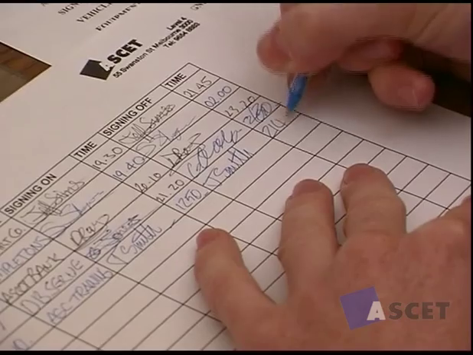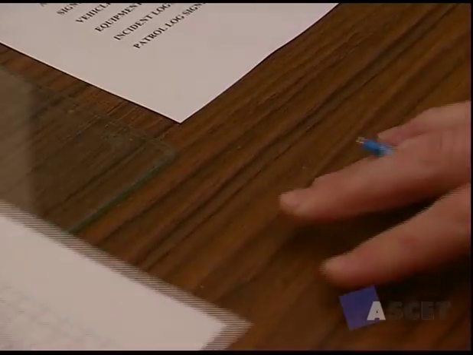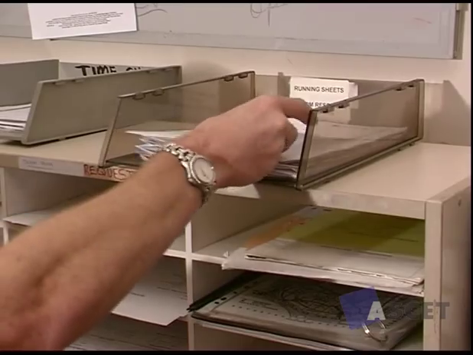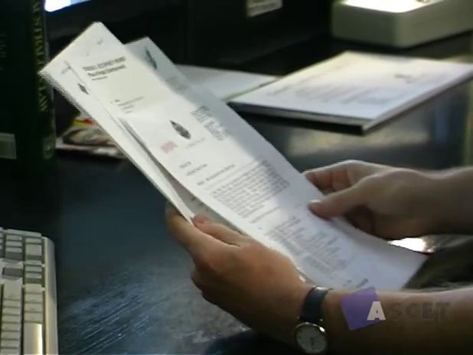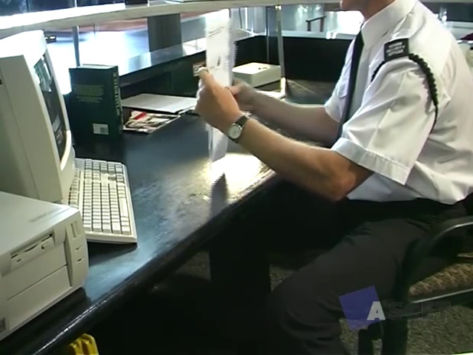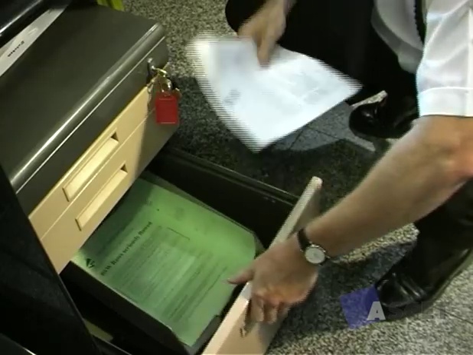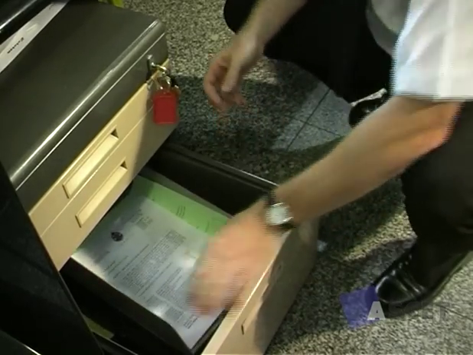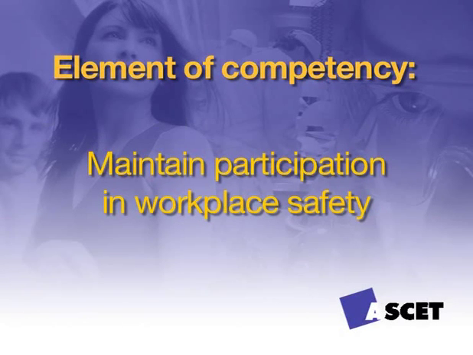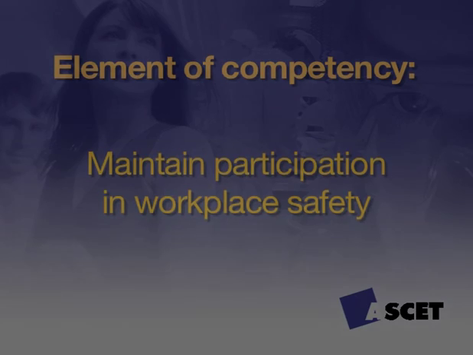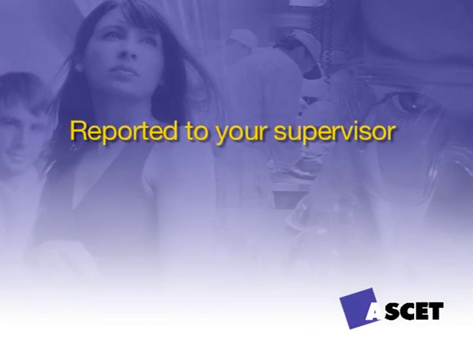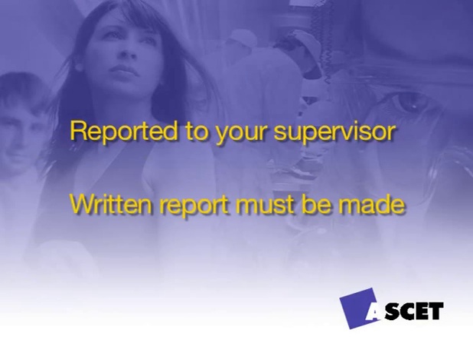If you are involved in a workplace incident, make sure you accurately complete the relevant documentation and reports in accordance with organisational procedures and legislative requirements. This can be anything from fire, theft or use of weapons. Maintain participation in workplace safety. All safety issues should be reported to your supervisor and a written report must be made.